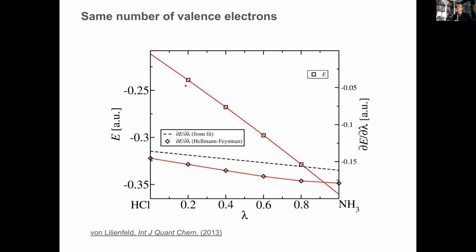Now, how does the derivative look? What you see here is two derivatives. You can simply fit these squares and differentiate that fit, and then you would get this dashed line. Or you calculate the derivative from Hellmann-Feynman at every point, and then you get these diamonds. And so this is basically a validation that this Hellmann-Feynman theorem for your pseudopotentials does, roughly speaking, what you would like it to do.